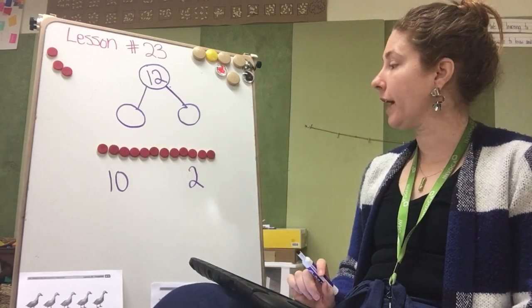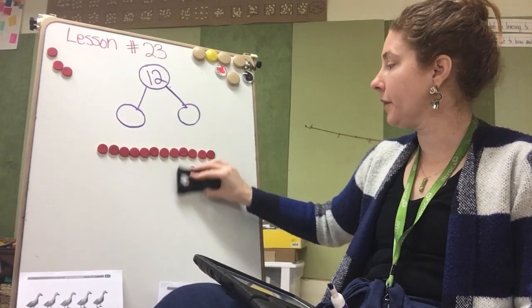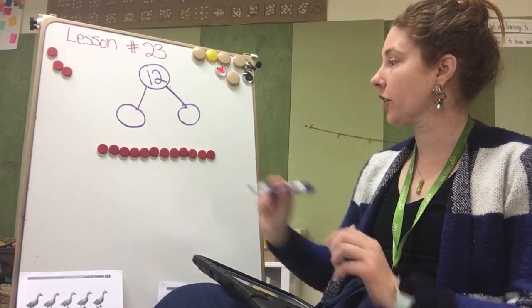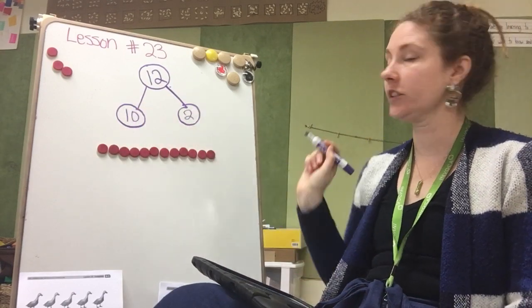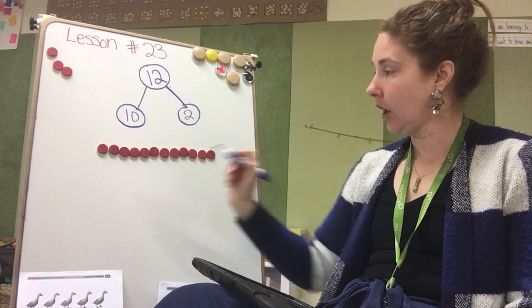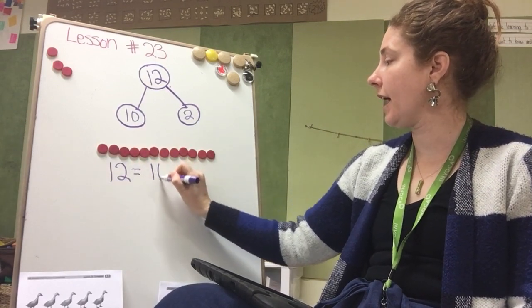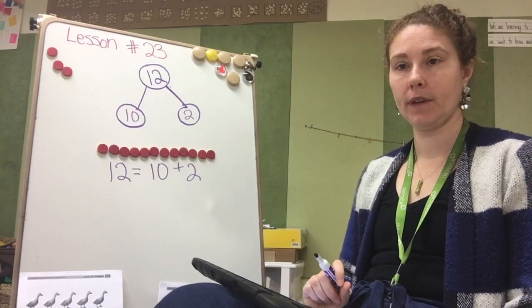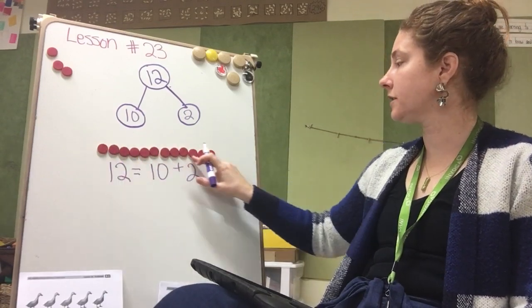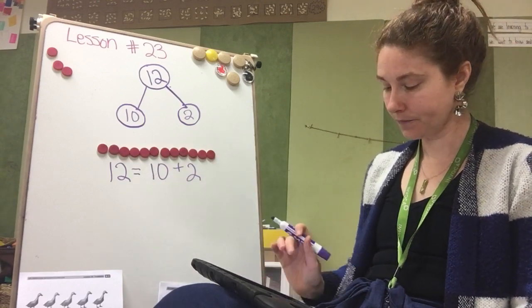So how would I write this as a number sentence? So remember, a number sentence is a math equation. So if I put my 10 and 2 in my number bonds, just so we can keep it organized, 12 equals 10 plus 2. There's 12 dots, and I could break it into 10 plus 2.